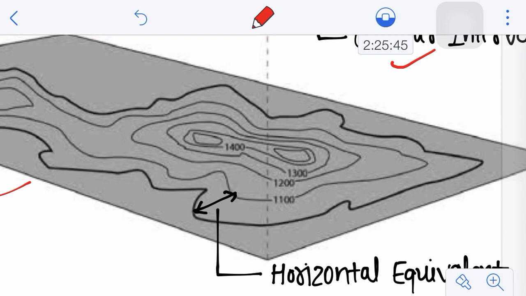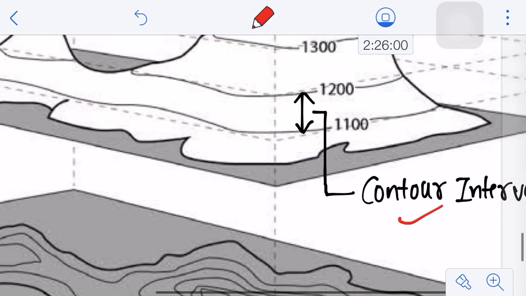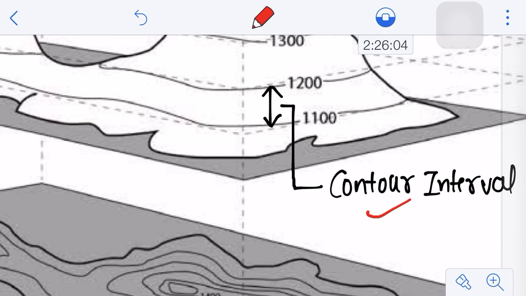If you are looking at the topography, you may find it as a vertical contour interval, and you may try to record it as a horizontal equivalent if you are preparing the contour map or contour plan, right? So horizontal equivalent is the horizontal distance between any two consecutive contours, and your contour interval is your vertical distance between any two consecutive contours, right? So that's about your contours.